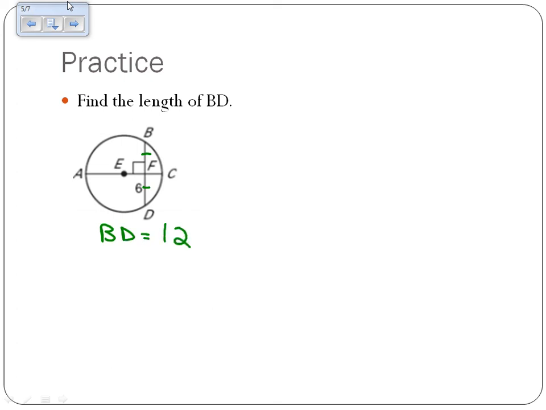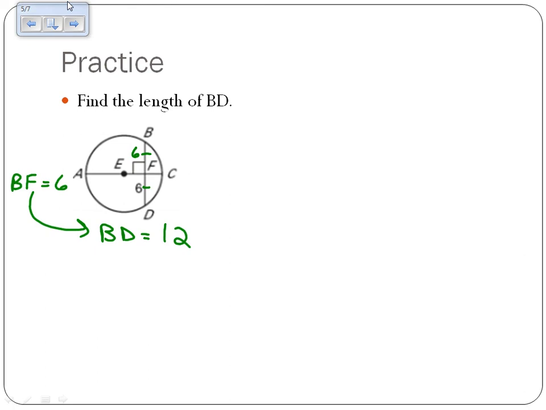Remember, BD is the whole thing. So first we would do BF equals 6, and then we know that the whole thing has to equal 12. Yes, ma'am? In that case, yes, because the other piece has to be equal. So it's 6. 6 plus 6, 12. Or double it. Depends on what I give you. If I give you a situation like this, yes, you would always double it.